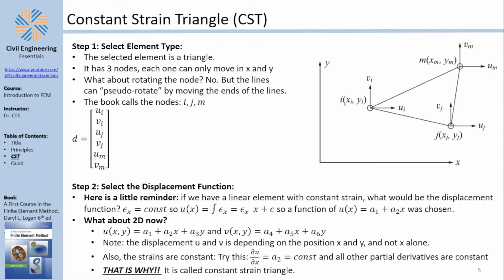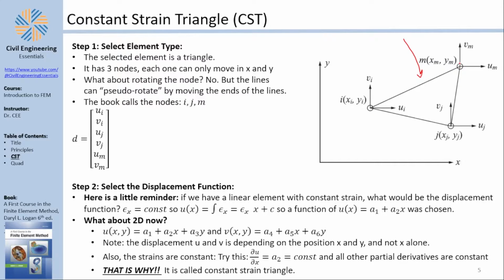So zooming in, you see this triangle. This triangle has 3 nodes, I, J, and M. And each one of those nodes can move in 2 directions. It cannot move perpendicular because it's a plane. And the strange thing, it cannot rotate.